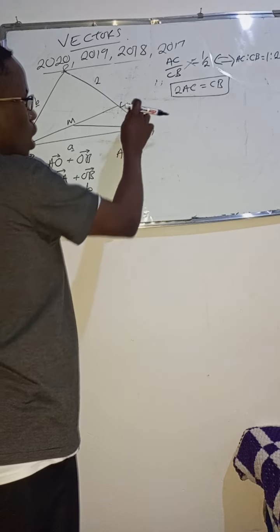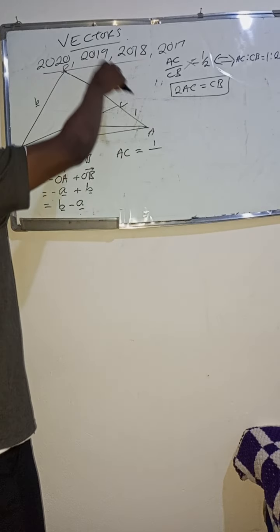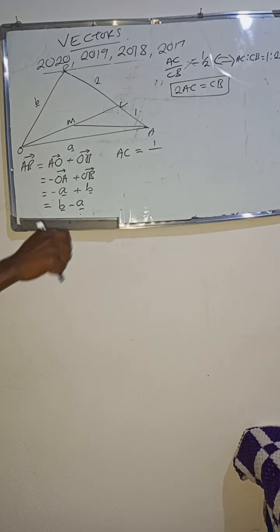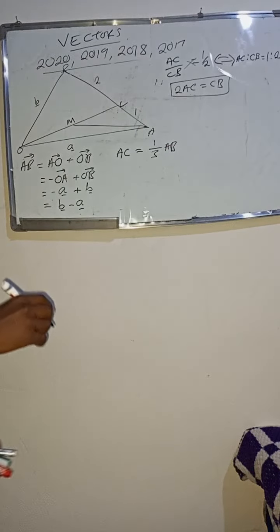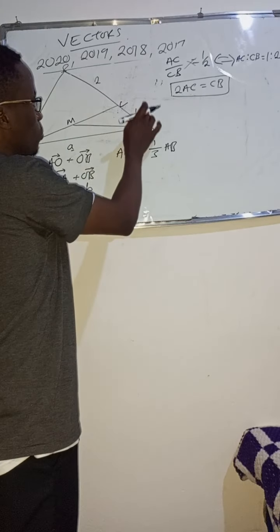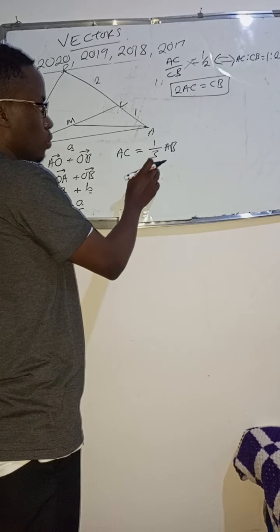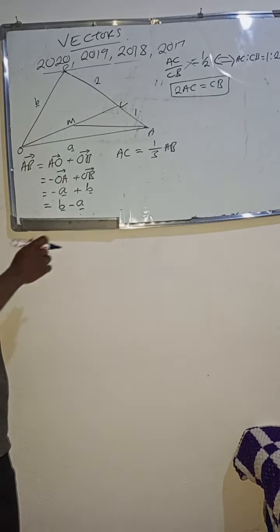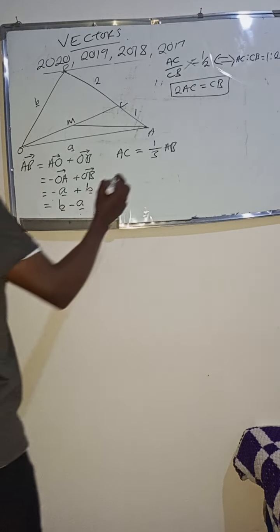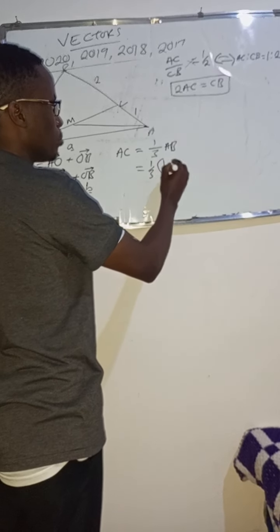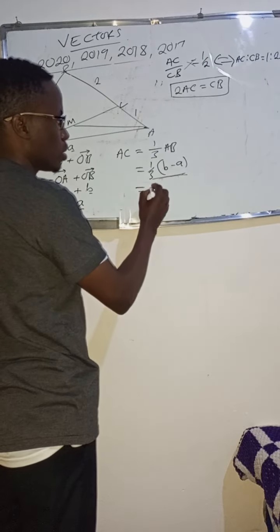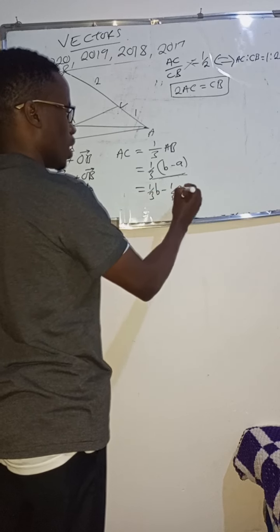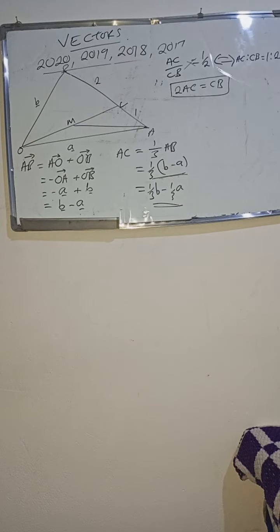AC is going to be equal to 1 over the total. What is the total ratio here? The total proportion. We have 1 here and 2 there, so the total is going to be 3, over the total, which is AB. Is that okay? So we have added the proportions, 1 and 2, to get 3, which is the total. The numerator is going to be 1, the one that we are looking for, which is AC. So this is equal to 1 over 3 multiplied by b minus a. If you want, you can leave it right here, but you can also simplify. This is going to be 1 over 3 b minus 1 over 3 a. Either way, the answer is still going to be correct.